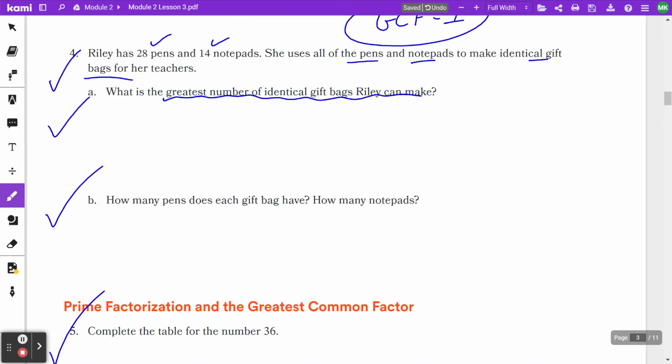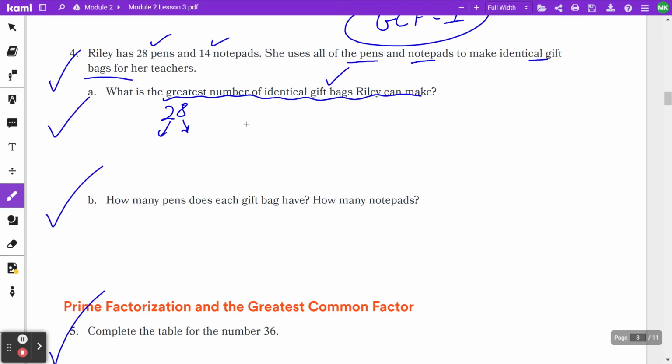We want to find out the maximum amount of gift bags she can make so that every gift bag has the identical materials in it, right? Pens and notepads. So I want the GCF. So I'm going to use prime factorization. Let's see. I'm going to list my 28.